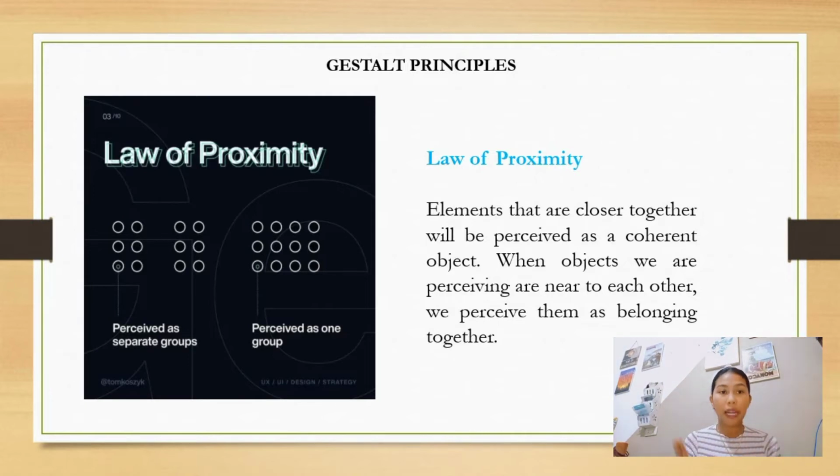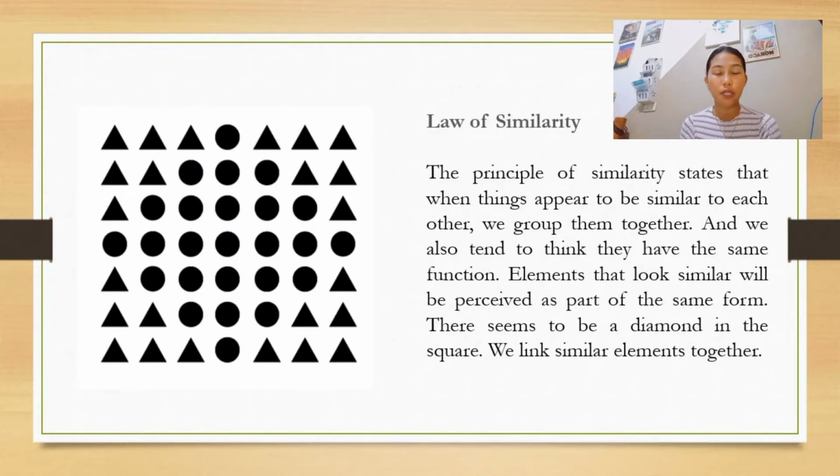So kung sino yung magkakatabi, sila yung nakikita natin as a group. So, the first one is perceived as separate groups since may space sa gitna nila. And the second picture, the second example here, the circles are close together, so they are perceived as one group. So, next we have the law of similarity.